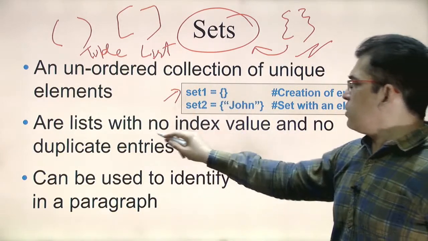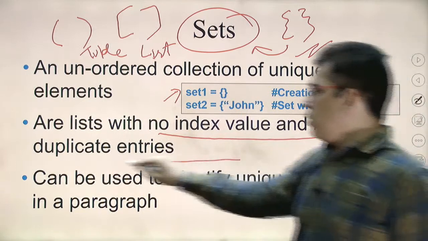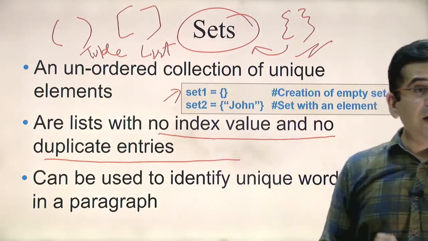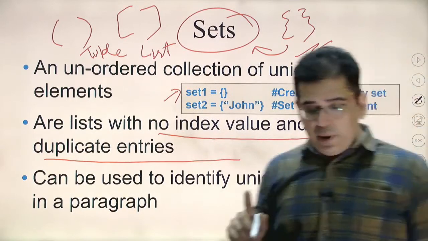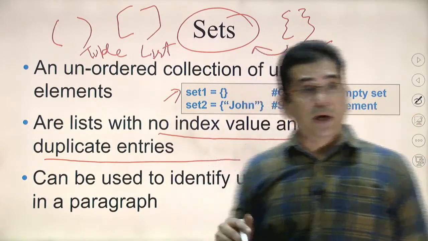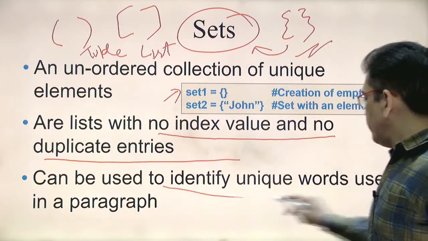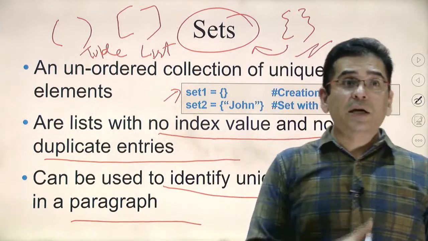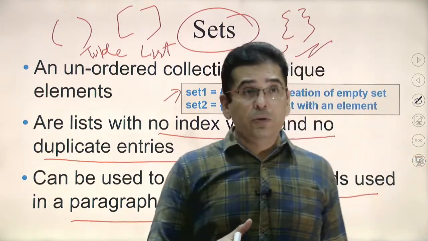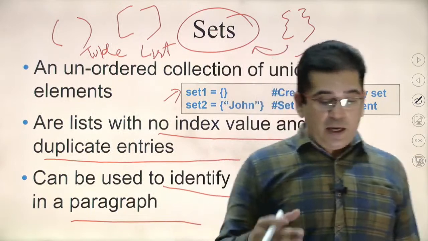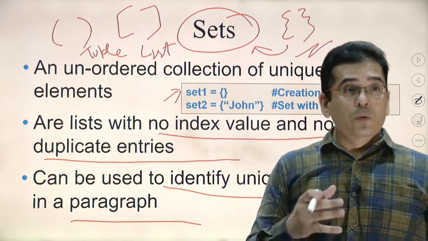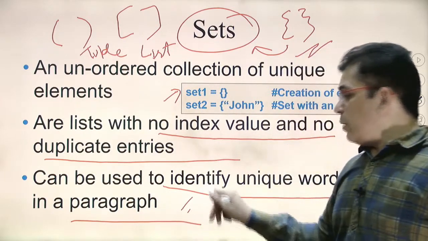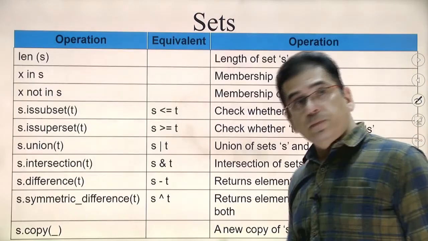Sets have no index value and no duplicate entry. The main thing is that unique elements are stored in a set, with no duplicate entry. The same item cannot be repeated again and again. They can be used to identify unique words used in a paragraph. I'll give you a real-time example of set. Like when you are using Microsoft Word, you apply undo, redo operations. If you want to search an item within a set, then such operations can be done with the help of sets.